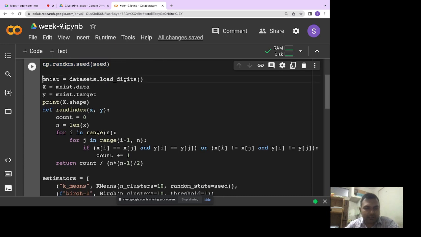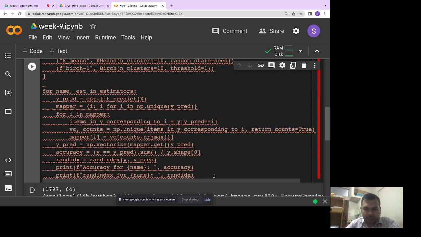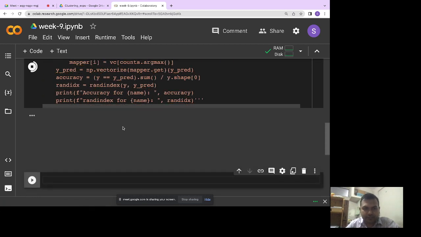Then we come to how you create the data set. MNIST equal to datasets.load digits, and all the data will come into X, and all the target variables will come into Y. So I'll just comment this and see the shape of this.